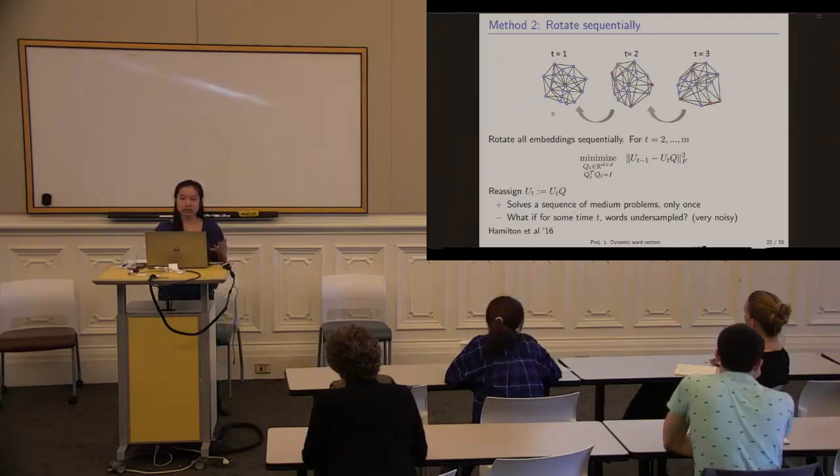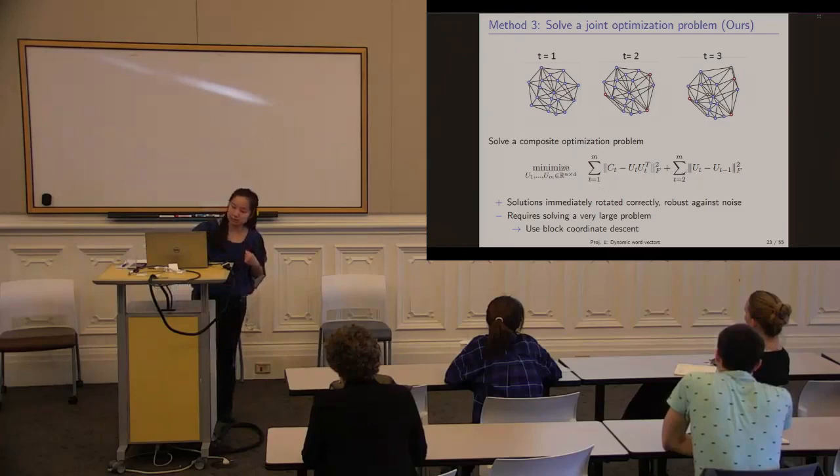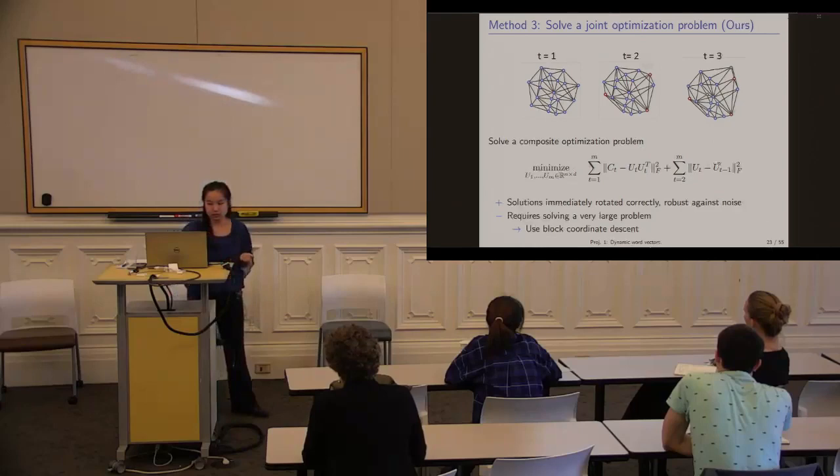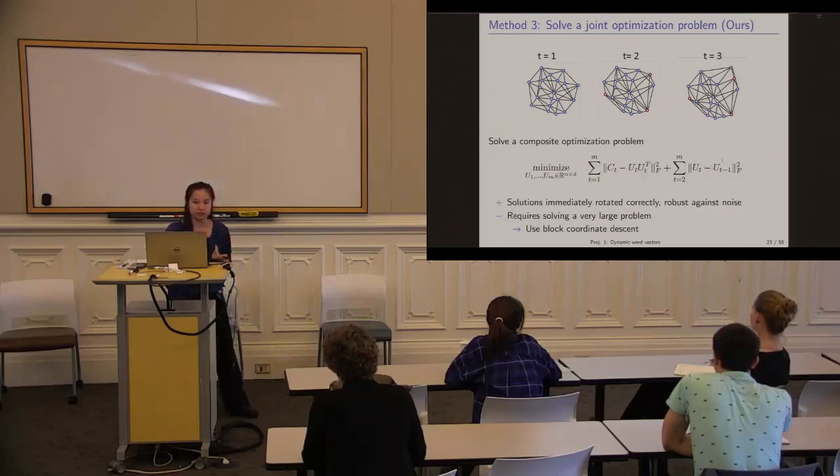So we're going to solve this much larger optimization problem. Instead of solving a series of Procrustes problems, we're just going to do it all at once. We're going to deal with all of these alignments all at once. The main reason is that now we're not forcing these things to be exactly the same. We're just forcing them to be close. And this actually will help a lot with the issue of what happens if one of these years is undersampled.